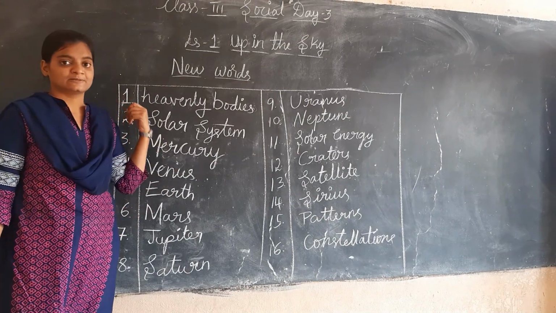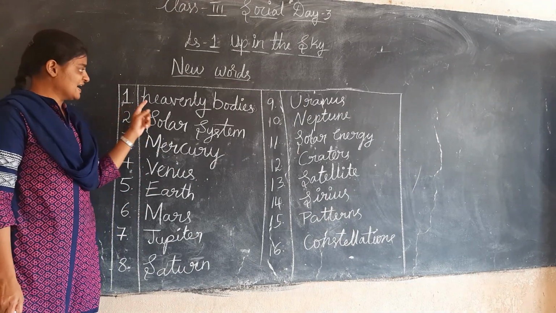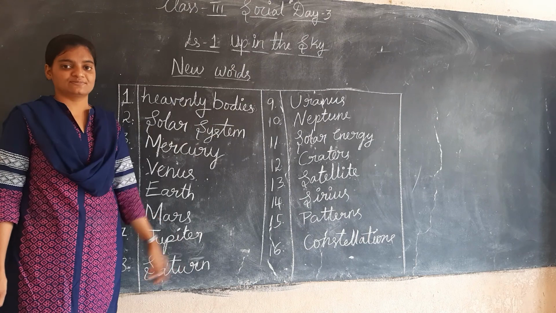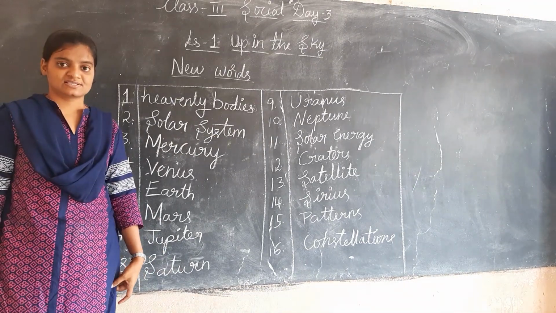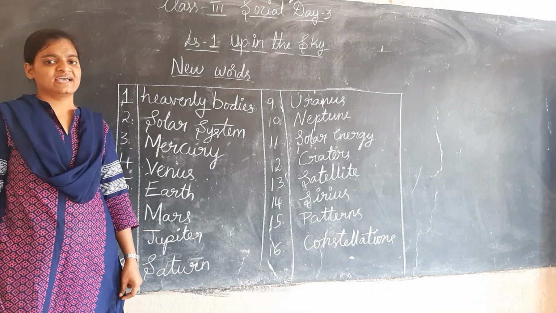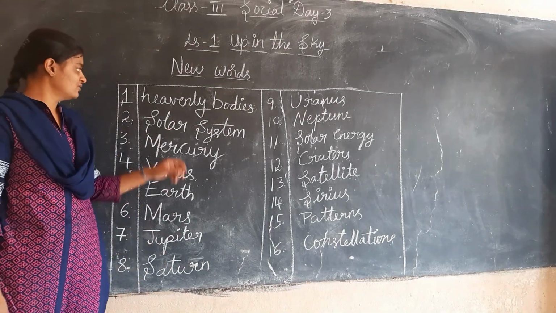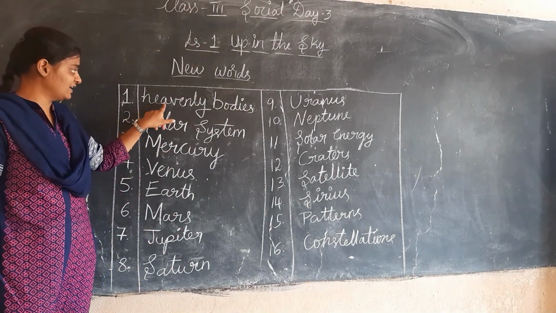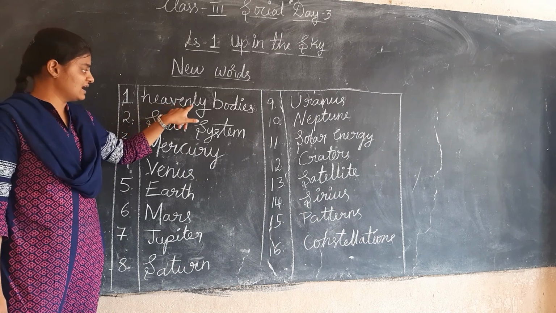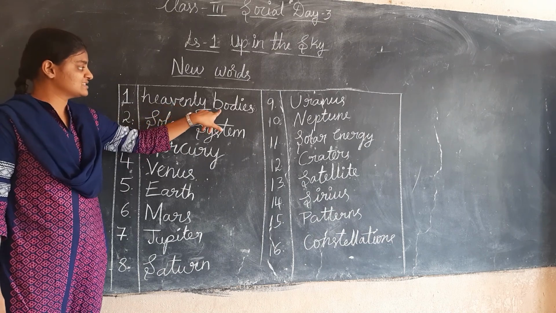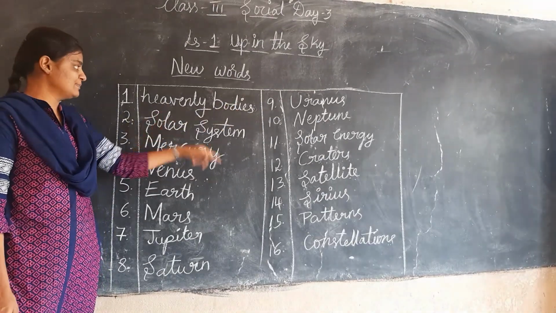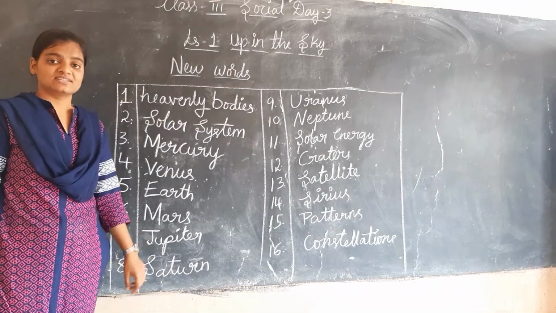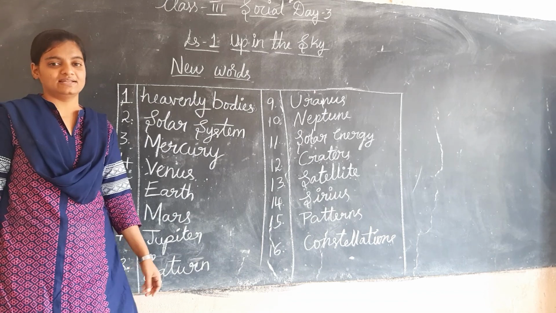New words. First one is heavenly bodies. What are heavenly bodies, children? The sun, stars and moon are called heavenly bodies. H-E-A-V-E-N-L-Y. Heavenly. B-O-D-I-E-S. Bodies. Heavenly bodies are the sun, moon and stars.